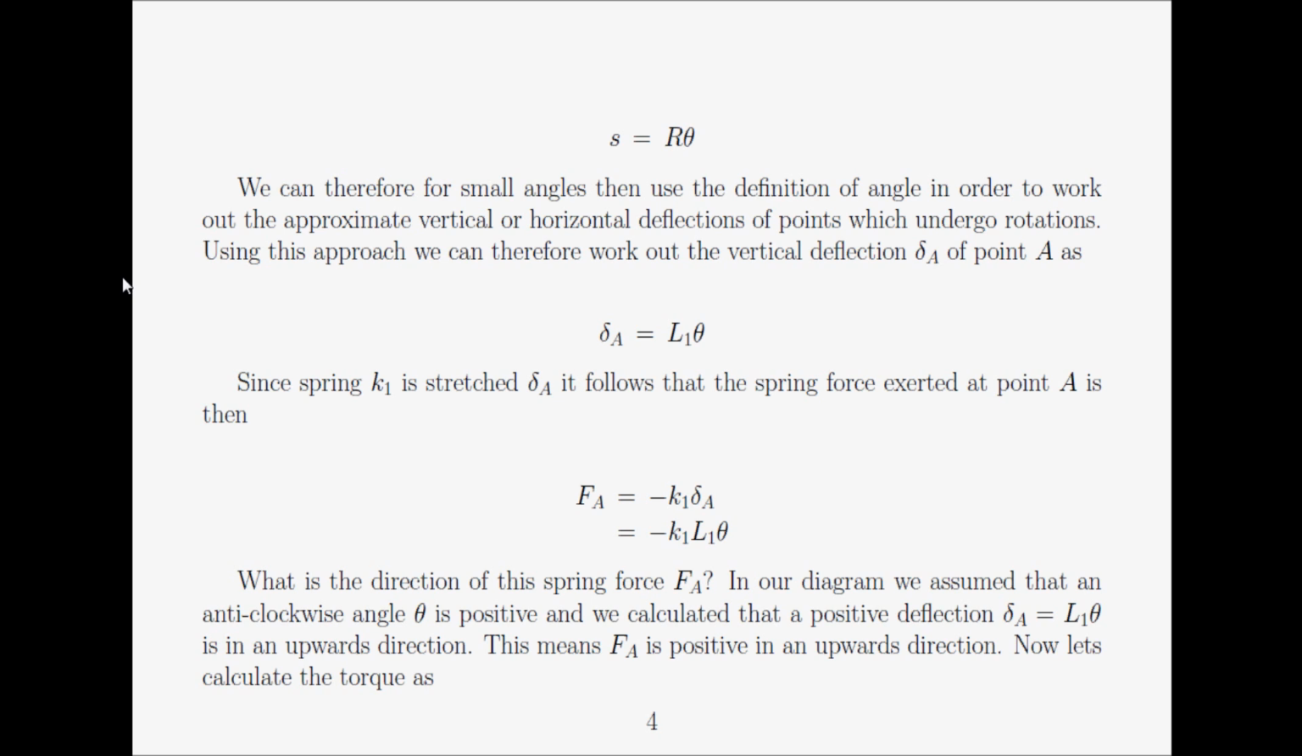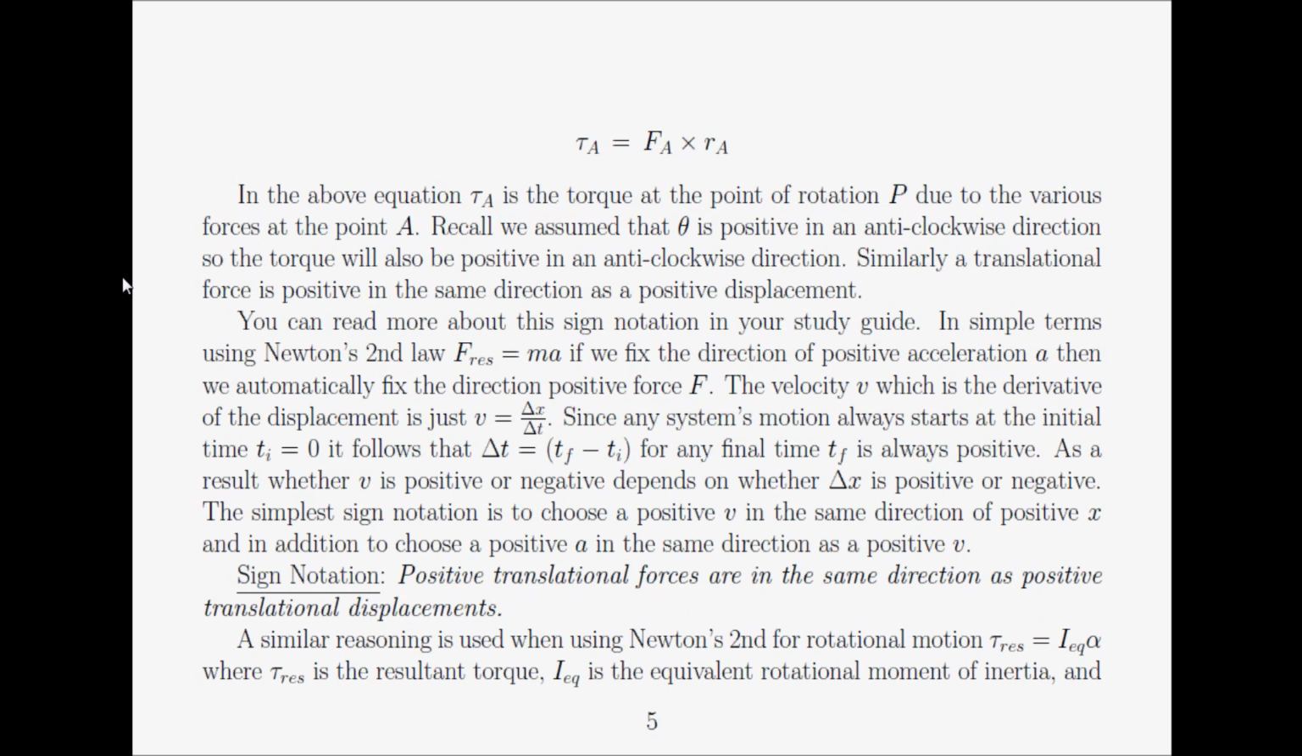This means that if theta is positive, a positive deflection delta A would be in an upwards direction, and Fa equal to minus K1 delta A would then be either positive or negative depending on whether delta A is positive or negative. If delta A is positive in an upwards direction, the retarding spring force would be in a downwards direction, and vice versa. So, by choosing a particular sign convention, we've automatically accounted for the direction of the retarding force.